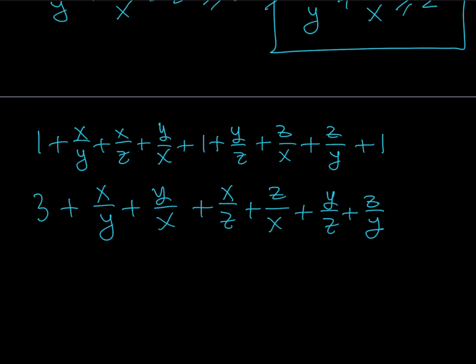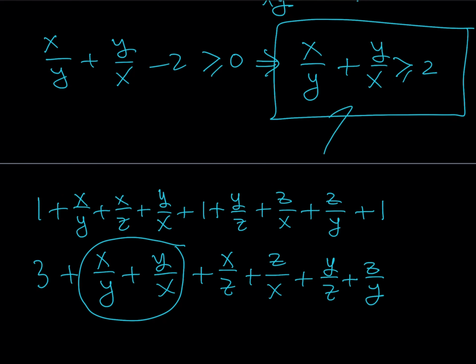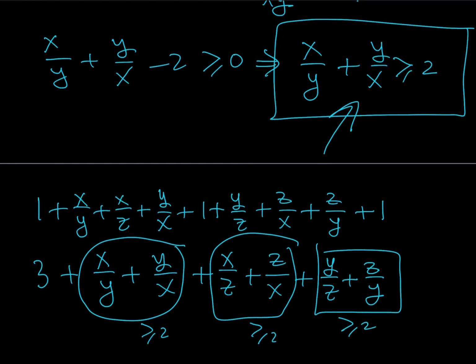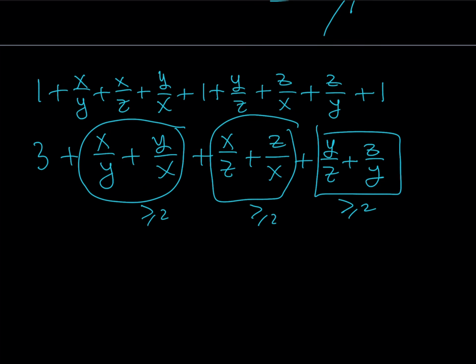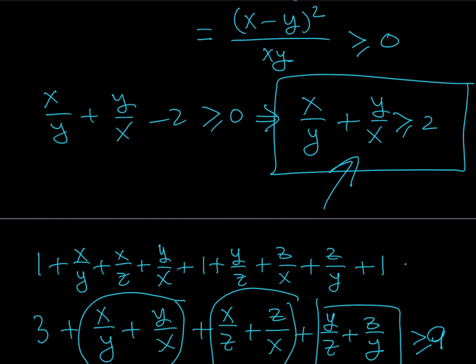Now notice that I have a constant 3, but this expression is known to be greater than or equal to 2 from the inequality that I just proved. This expression is pretty much the same thing. You just make replacements. This is greater than or equal to 2, and this is also greater than or equal to 2. Notice that I have 3 quantities that are greater than or equal to 2, and I'm adding 3 to them. So in other words, I can safely say that this expression is going to be greater than or equal to 9.